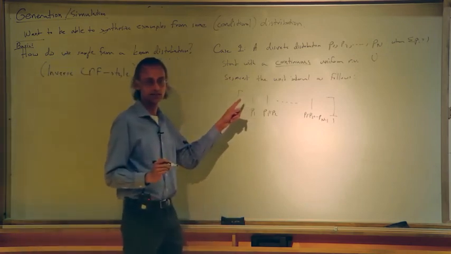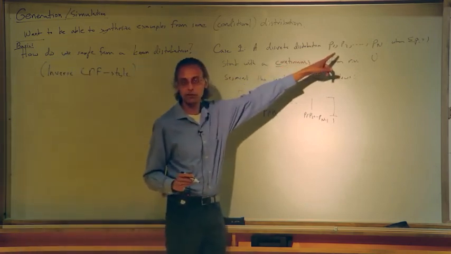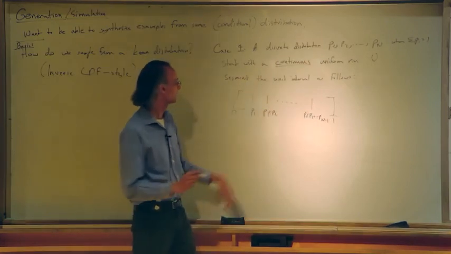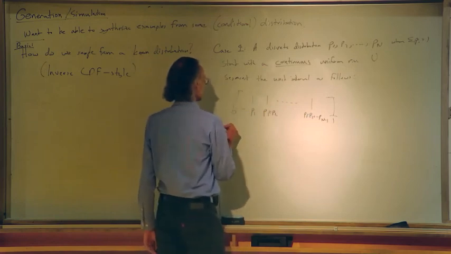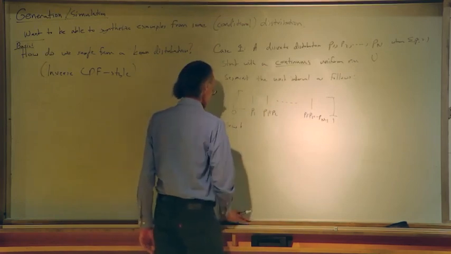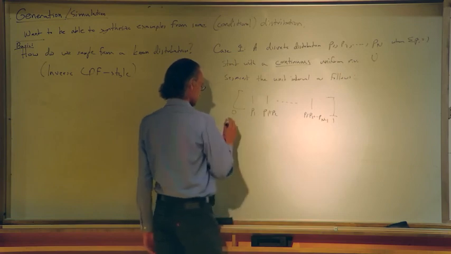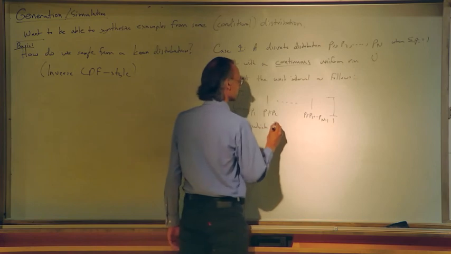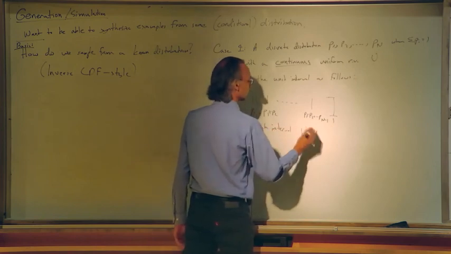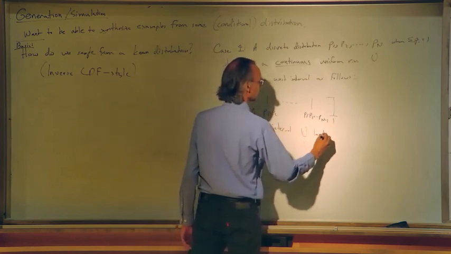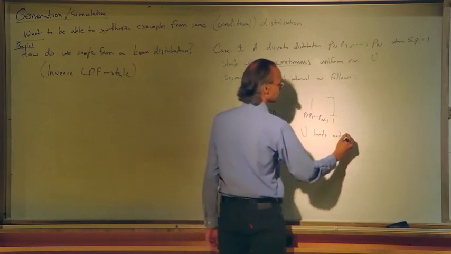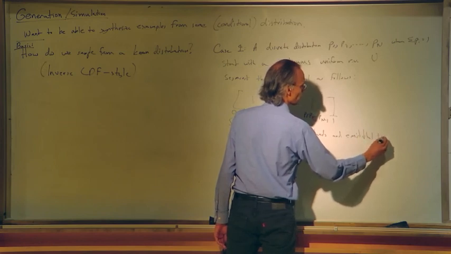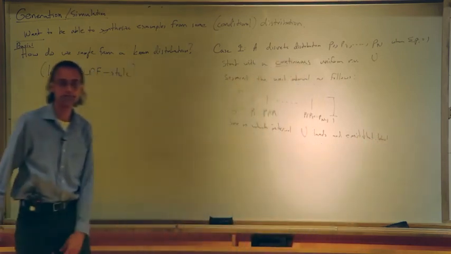Does everyone see this? I just take these numbers that define my probability distribution, and I use them to cut the unit interval, right? And then see in which interval U lands and emit that. Okay, whatever that label is. Does everyone see that?